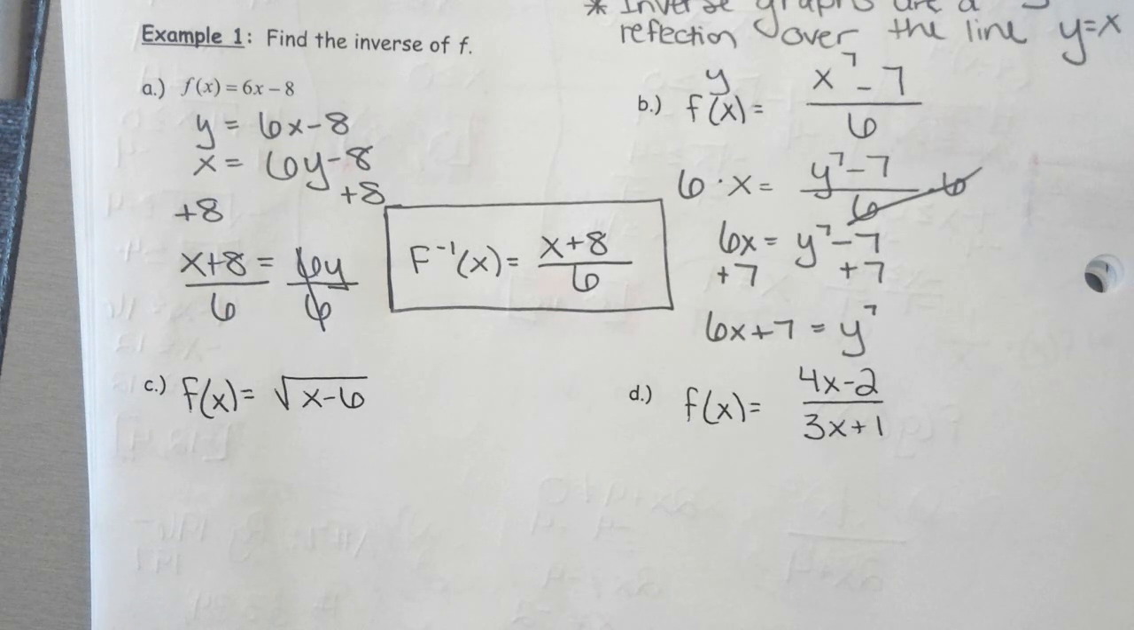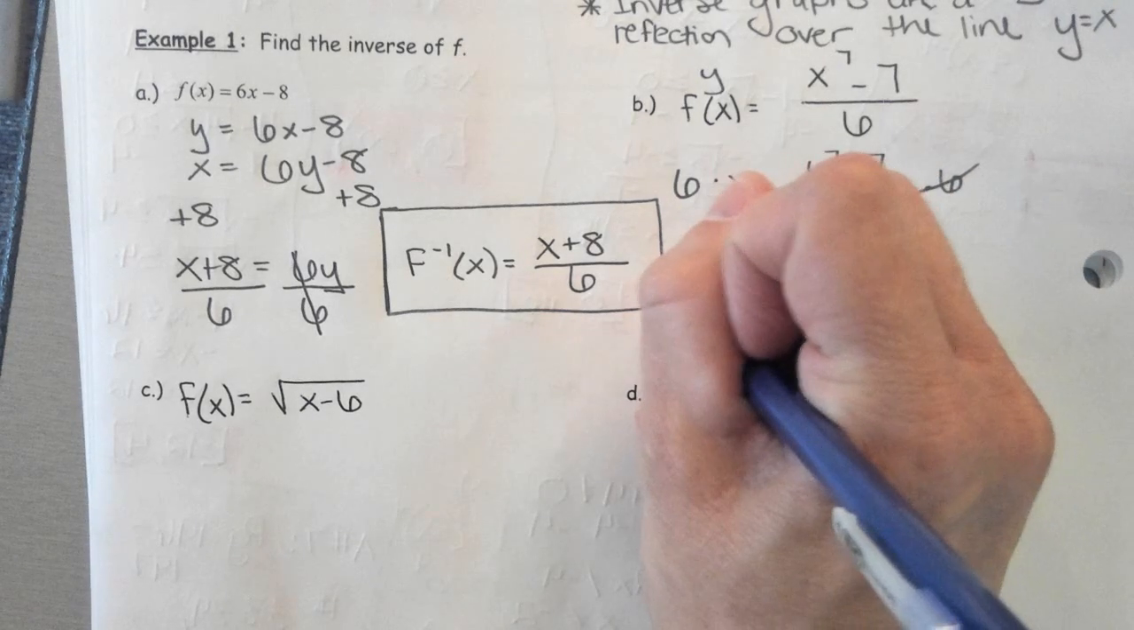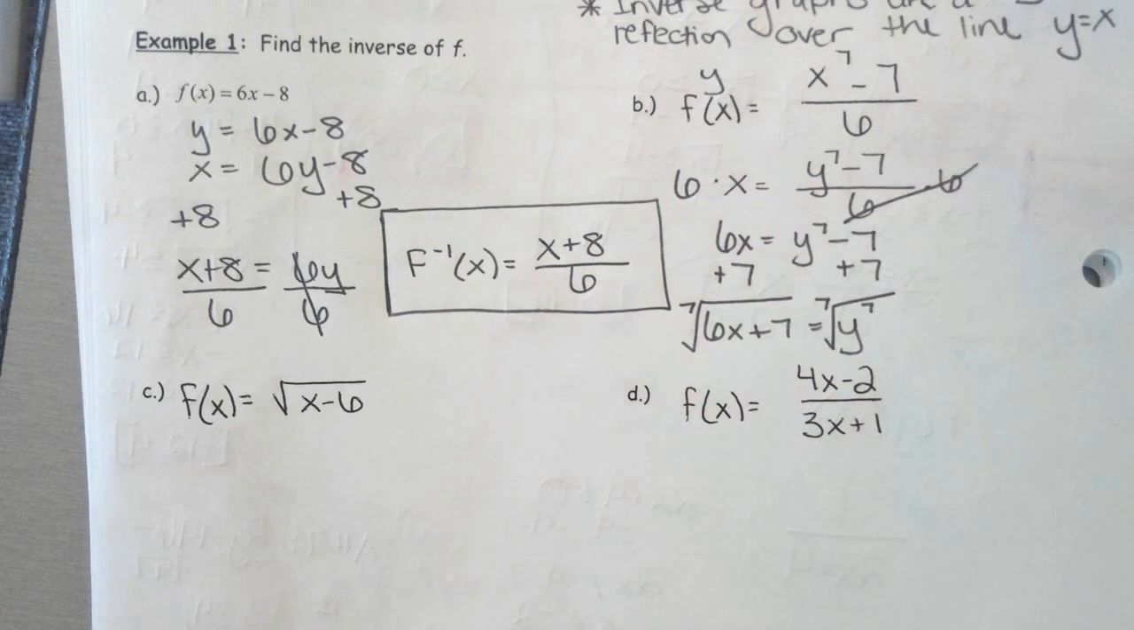How can I undo the y to the 7th? 7th root each side. So I'm going to 7th root this side and this side. Remember, when we're solving an equation, which is what we're doing, right? We're solving for y. We have to keep both sides balanced. So if I do something to one side, I also have to do it to the other. So I have to 7th root both sides.